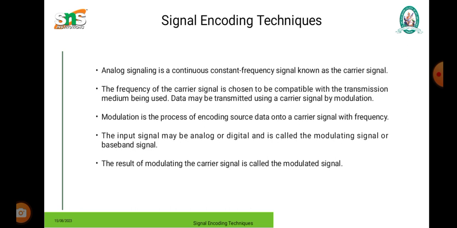The carrier signal's frequency is chosen to be compatible with the transmission medium, and the data may be transmitted using a carrier signal by modulation. Modulation is the process of encoding source data onto a carrier signal with a given frequency. The input signals may be analog or digital. This is called the modulating signal or baseband signal. The result of modulation, the carrier signal, is called the modulated signal.